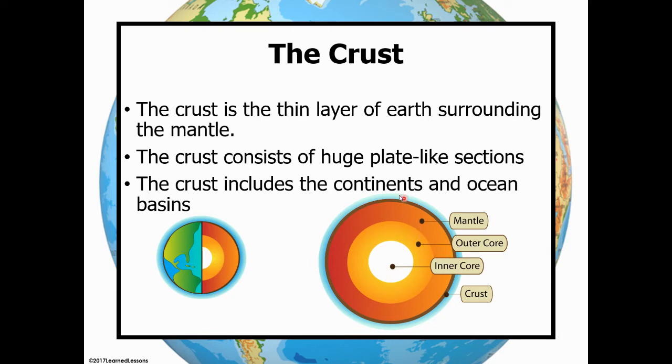The very last layer is going to be the crust. That's what basically we walk on. It's very thin. If you see here, it's like the size of this little pointer, whereas everything else is very large. It's going to consist of huge plate-like sections. These plate-like sections are called our tectonic plates, okay? The crust is also what includes the continents and the oceanic basins. And that's where all of our landforms are going to be, and they're going to be caused by our internal and external forces.